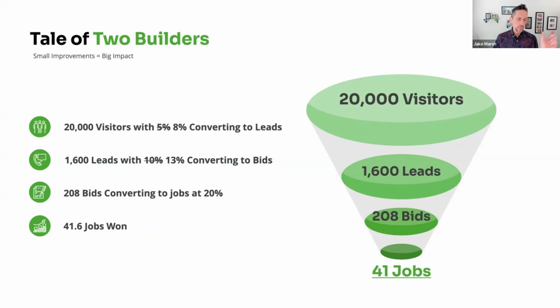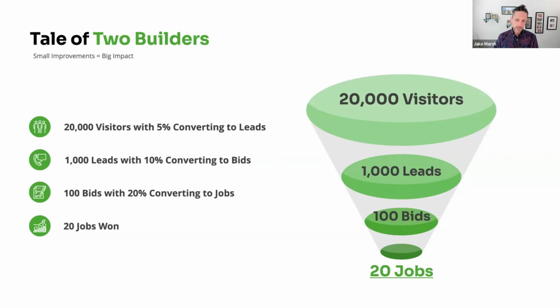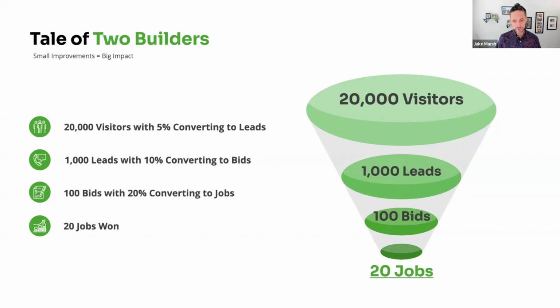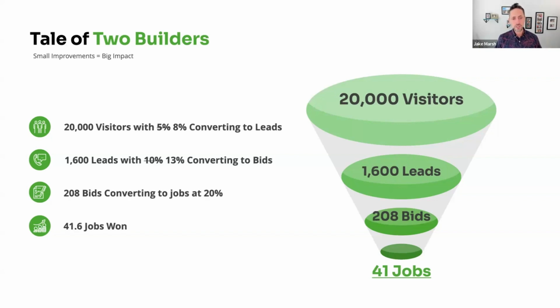Now with those leads, we're going to put systems in place that respond quickly. When they become a lead and make contact, we want to get to them quickly. We want to follow up enough times and we want to follow up over a long enough period. So this is back to our short game and long game. Changing from 10% to 13%, we had 100 bids on our last slide. So Builder Bill is doing 100 bids. Builder Bob is doing 208 bids. Same 20% conversion rate to jobs, 41 jobs versus 20 jobs. So those small little incremental increases have a huge impact.